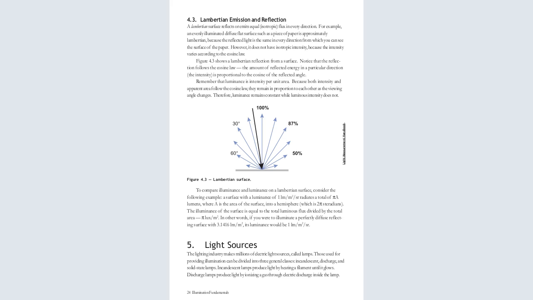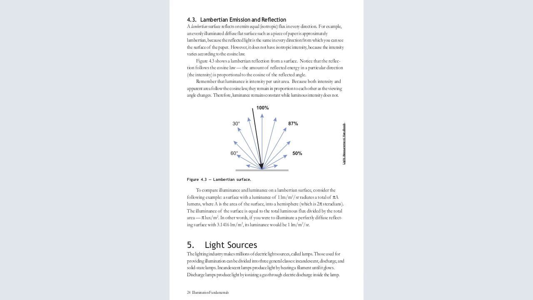Because both intensity and the apparent area follow the cosine law, they remain in proportion as the viewing angle changes. Therefore, luminance remains constant while luminous intensity does not. So you can see, maybe this is the source of light, and now in the reflection, at this angle the reflection is 100, depending on the angle. At this angle it's 30, 60, and then 80, and then 50 respectively.